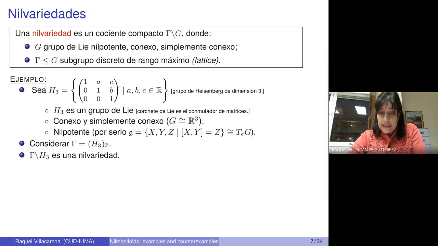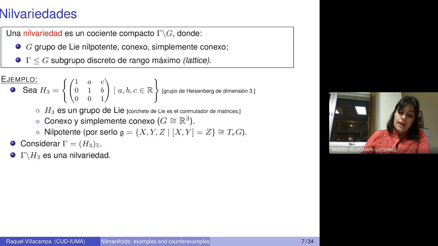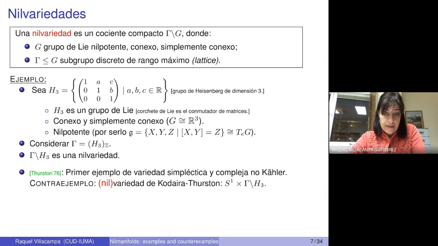This nilmanifold is very important because Thurston in 1976 used it in order to construct the first example of a manifold that is symplectic and complex, but it is not Kähler. The example is this Heisenberg group multiplied by S1, because we need a manifold of even dimension. So we obtain the first use for nilmanifolds in order to obtain the first example of a manifold that is complex and symplectic but not Kähler.